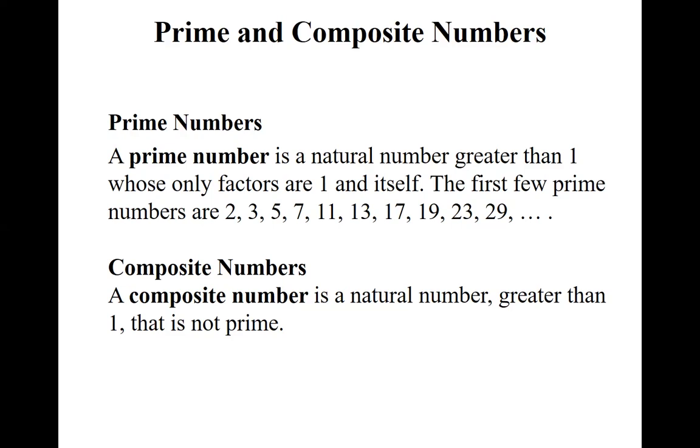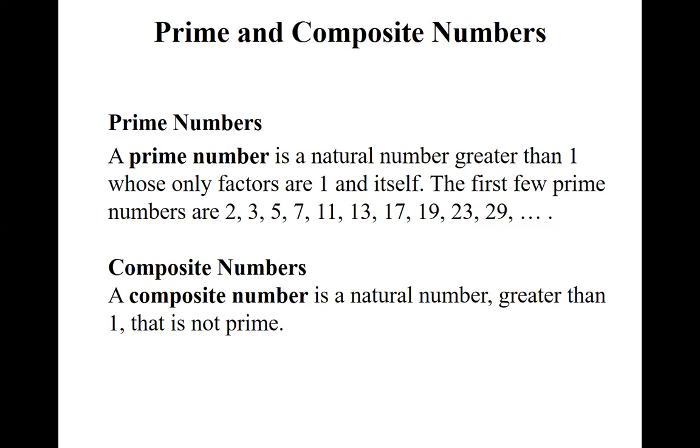Numbers can be classified as either prime or composite. A prime number is a natural number greater than 1 whose only factors are 1 and itself. So the first few prime numbers are 2, 3, 5, 7, 11, 13, 17, 19, 23, 29. That's more like several. That's more than a few.